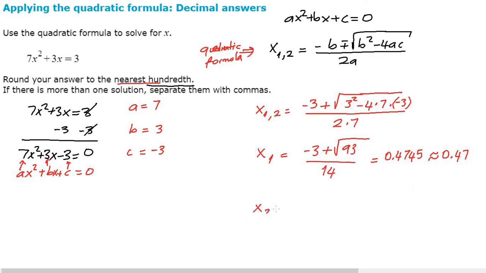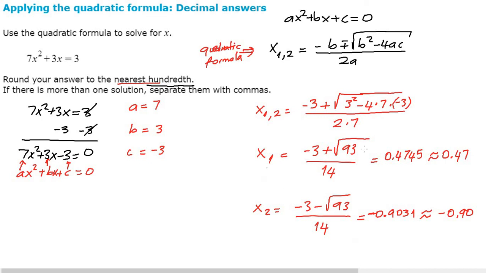If you write the second value of x, that's going to be negative 3 minus the square root of 93. I'm just performing this operation right here under the square root sign and then writing it as 93, divided by, again, 14, which is equal to negative 0.9031. I'm getting this from the calculator. To the nearest hundredth, I can round it as negative 0.90.